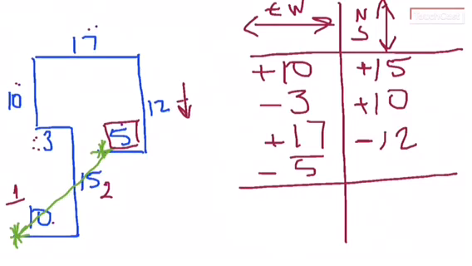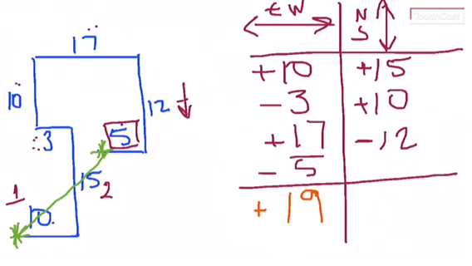Okay, and so there's our two directions really, east and west and north and south. And so what I'm going to do is add up each column. Let's start by adding up the east and west column. So you have plus 10, minus 3 is 7, plus 17 is 24, minus 5 is 19. So our east and west motion is 19, and that's a positive 19.